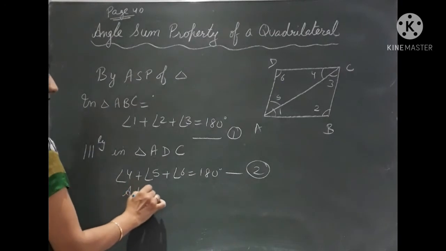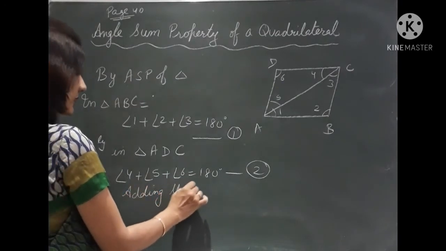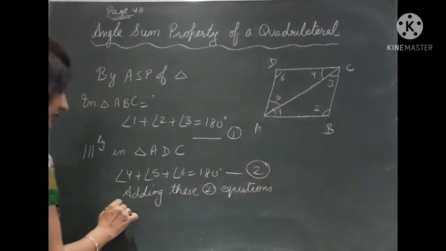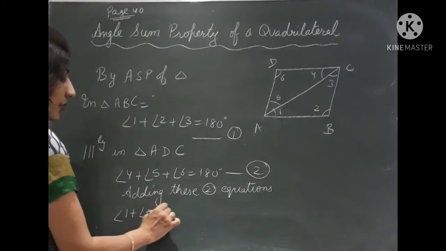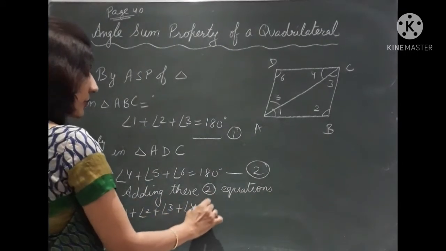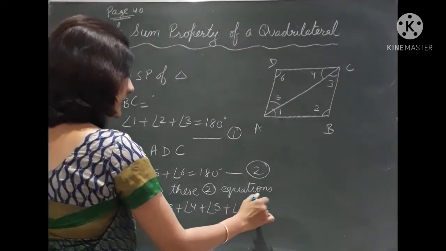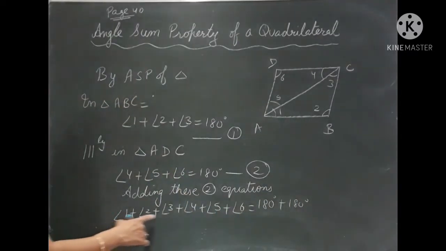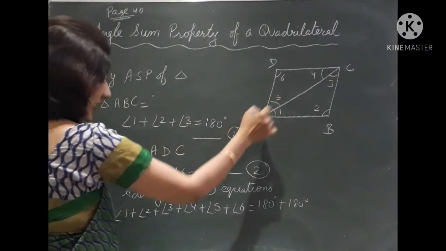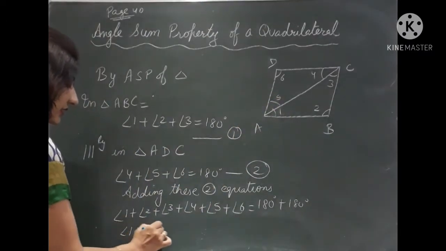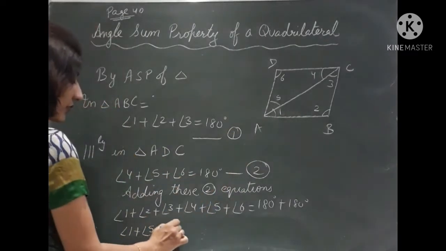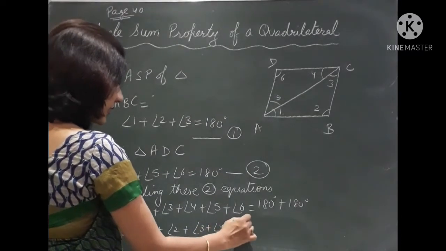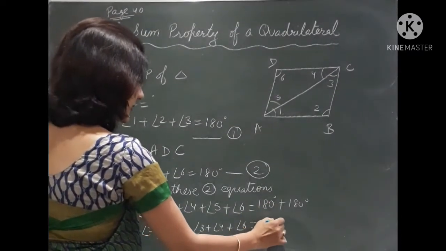Adding these two equations, what am I going to get? I am going to get angle 1 plus angle 2 plus angle 3 plus angle 4 plus angle 5 plus angle 6 is equal to 180 degrees plus 180 degrees. Now see, angle 1 and angle 5, I can collect them together, angle 1 plus angle 5. This is angle 2, plus angle 3 and angle 4, I can write together, plus angle 6, equals 180 plus 180, 360 degrees.